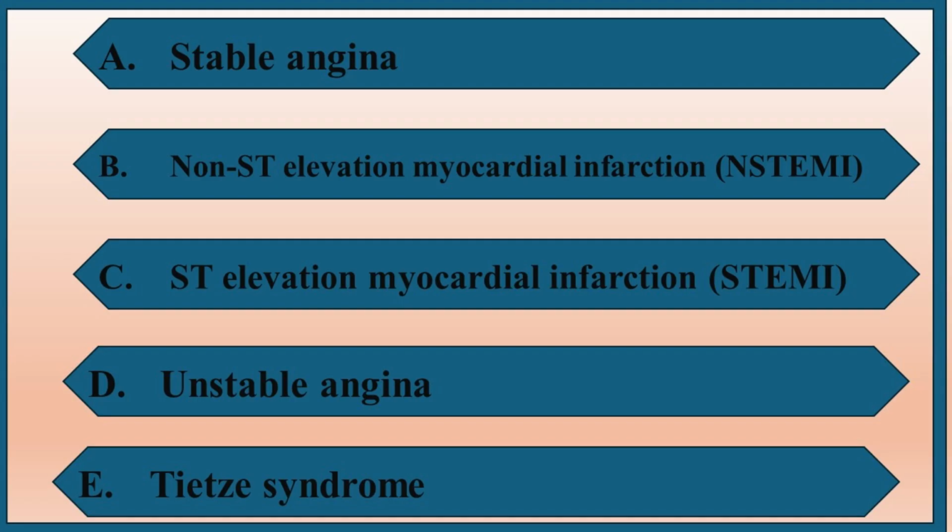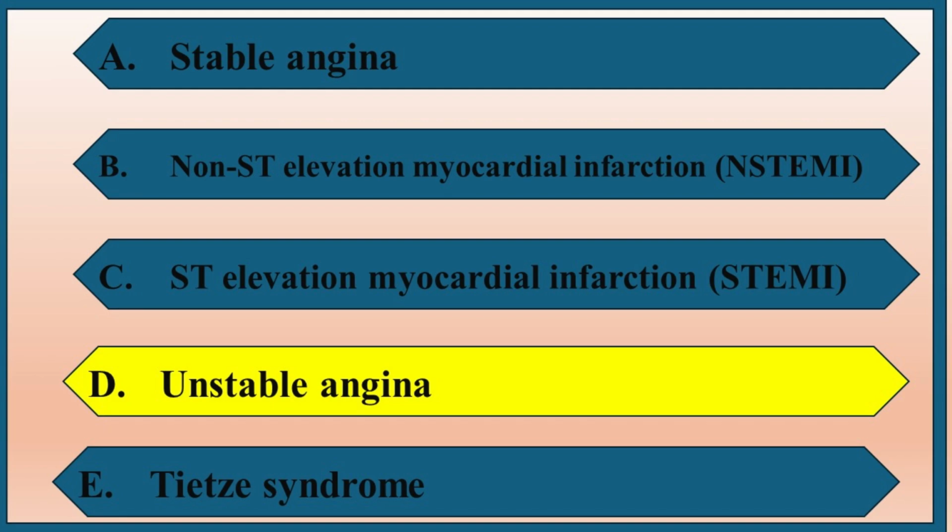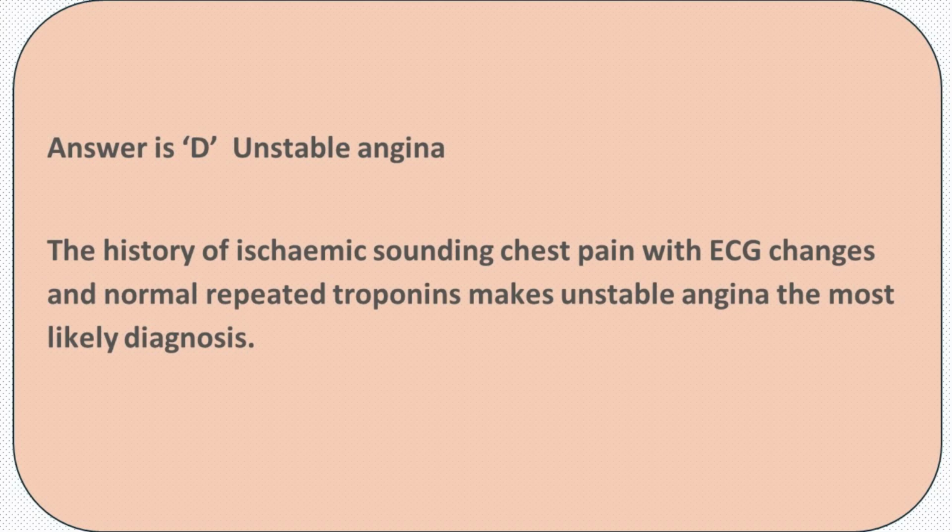C. ST elevation myocardial infarction, D. Unstable angina, E. Tietze syndrome. Answer is D. Unstable angina. The history of ischemic-sounding chest pain with ECG changes and normal repeated troponins makes unstable angina the most likely diagnosis.